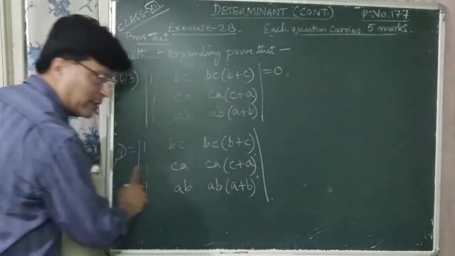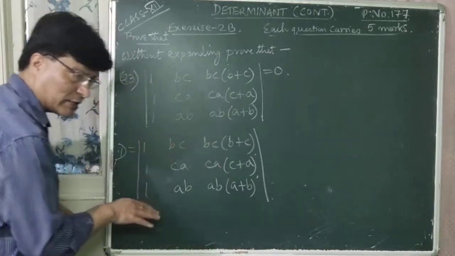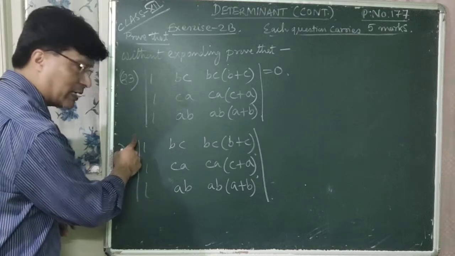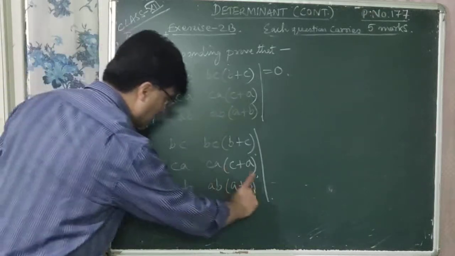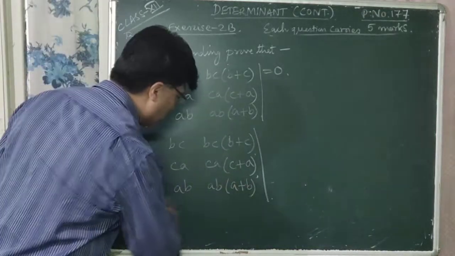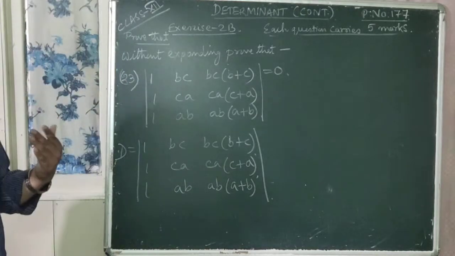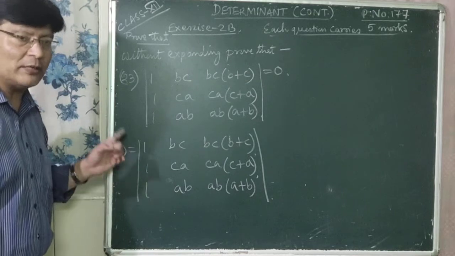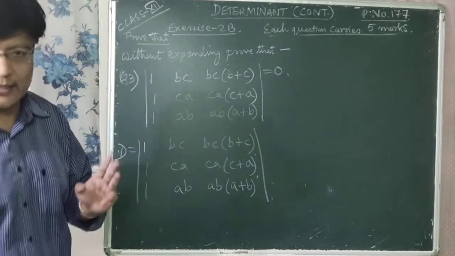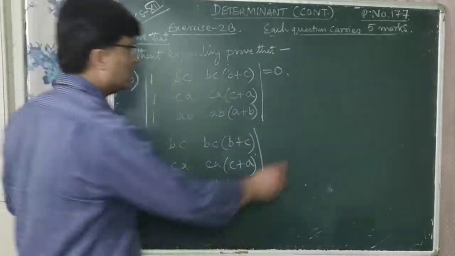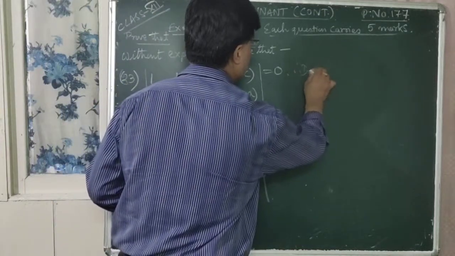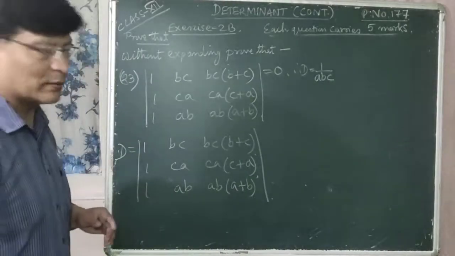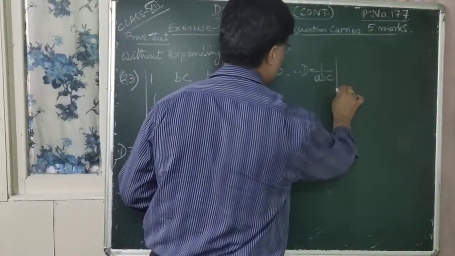In the second row, B is missing. So multiply it by B. But we are multiplying ourselves by B, so you should cancel it. In front, we write 1 by B. In the third row, C is missing. So multiply all the elements of the third row by C. But you should cancel that C, so we write 1 upon C. Is it clear? So let's write this down. Therefore D is equal to 1 upon ABC, right?